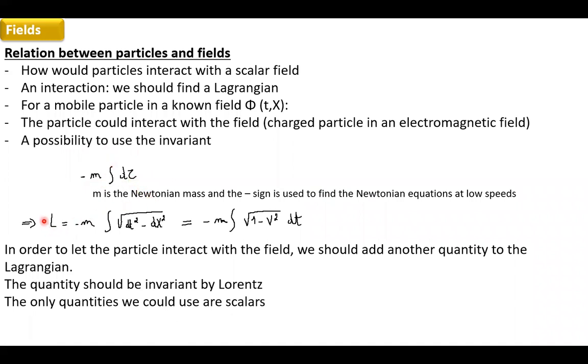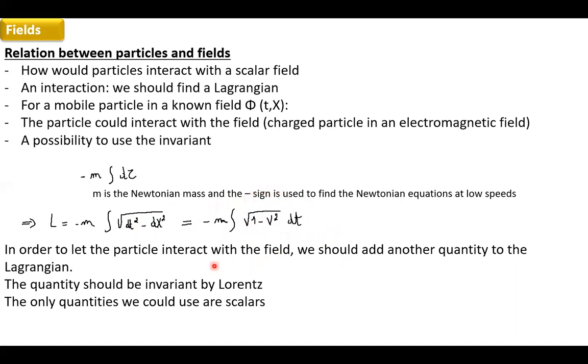So that corresponds here, because we have an integral, it's an action, not a Lagrangian. But anyway, you can even call it a Lagrangian if you want. Minus m d tau is the radical of dt squared minus dx squared. So it's minus m integral. If you put the dt outside, it's the radical of 1 minus v squared dt. We've done this many times, so you know how to do it.